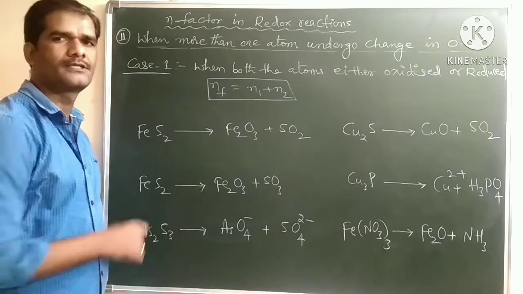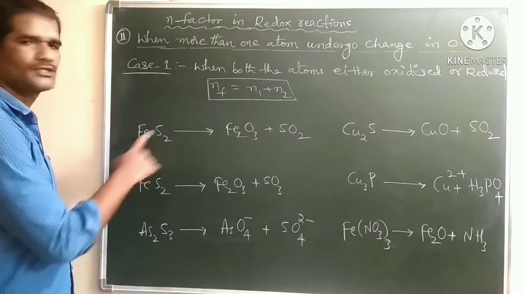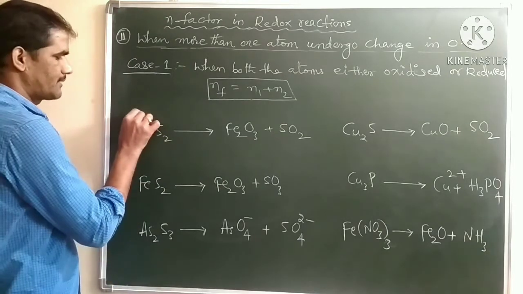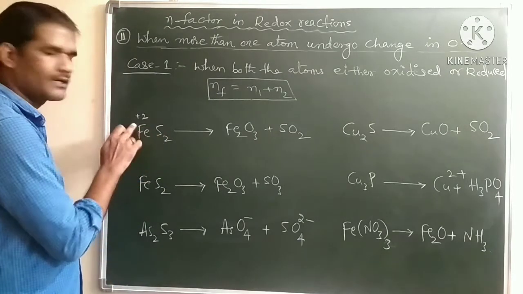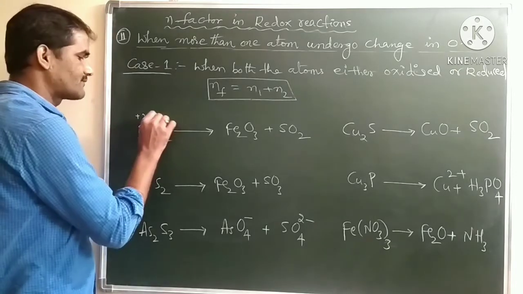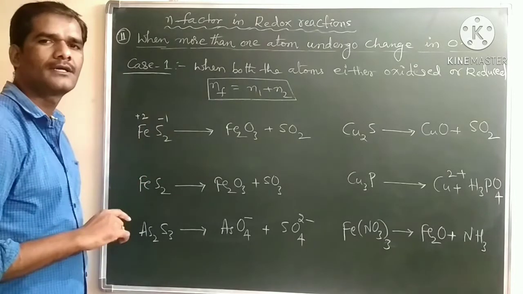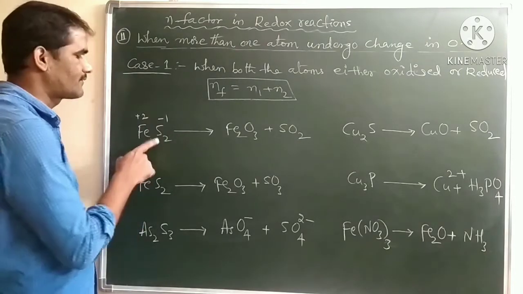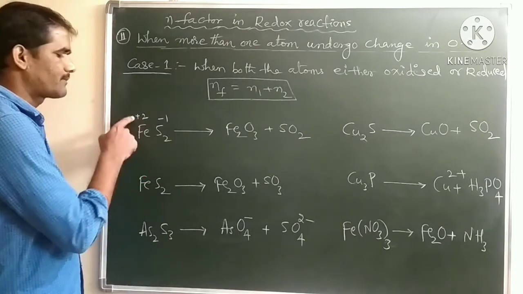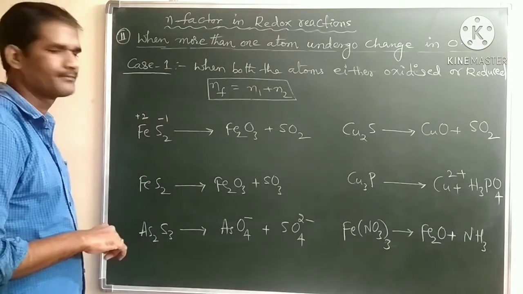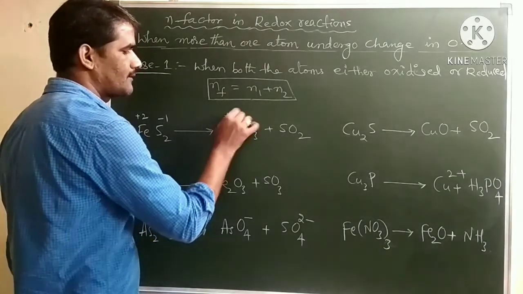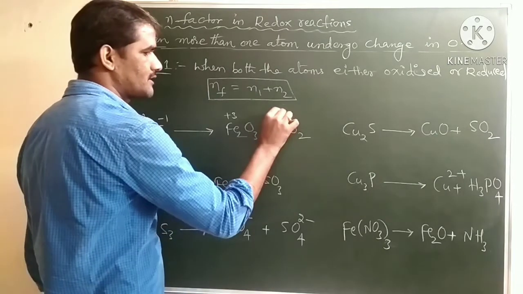Now see all these examples. FeS2, Fe2O3 and SO2. Here sulfur oxidation state is -1 and iron oxidation state is +2. It is the sulfide. Generally in case of sulfides, sulfur oxidation state is -1. Then again according to crisscross, here +2 and this is -1. Here in Fe2O3, iron oxidation state is +3 and here sulfur oxidation state is +4.